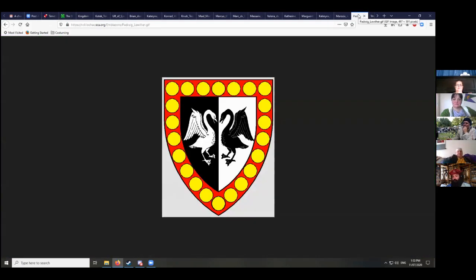Going back to this one, all these gold spots, I could be too pedantic for words, count up all those spots and say how many there are, or I could just say there's lots. And this way I would say it's a semy of roundels or, or a semy of bezants, or I just say the border is gules bezanty. It's got a lot of gold spots. Isn't a semy more than six? Isn't that what the definition is? Not quite. Okay.